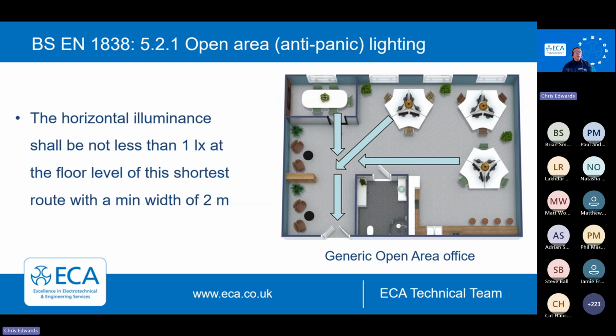Incidentally, if there is just one route through this area and you do decide to deem that as a defined escape route, it needs to be a minimum of 2 meters wide. And of course, the same principle that we've just seen applies: 1 lux across the whole width, the 2 meters, is the requirement for the illuminance.